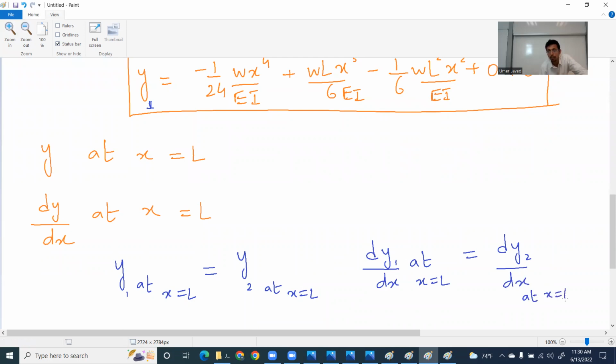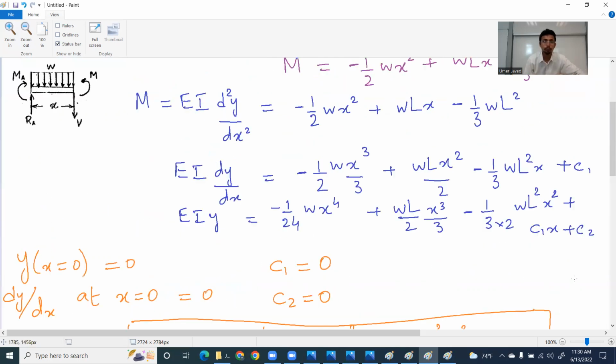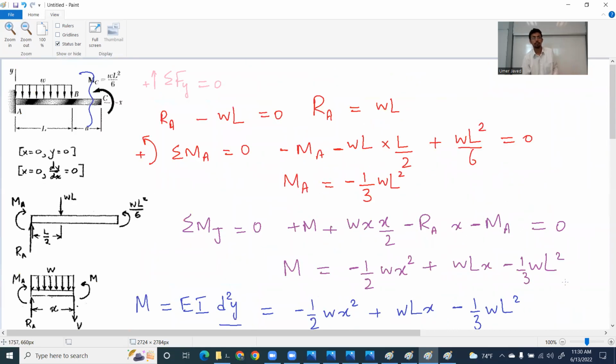What about the end of the beam? What should we write in here? We will write point B at L. What about the end of this beam? L plus A.